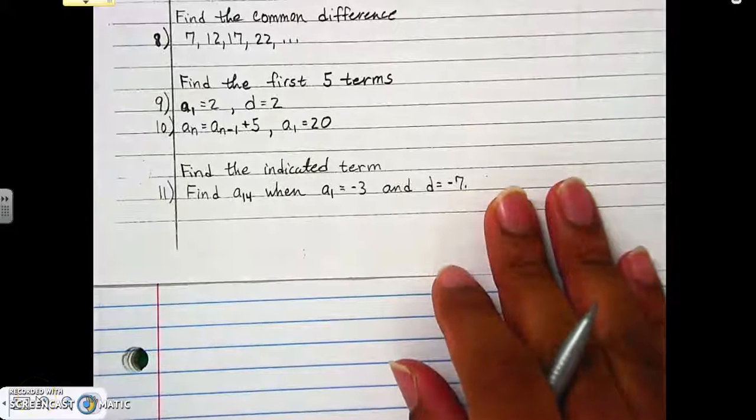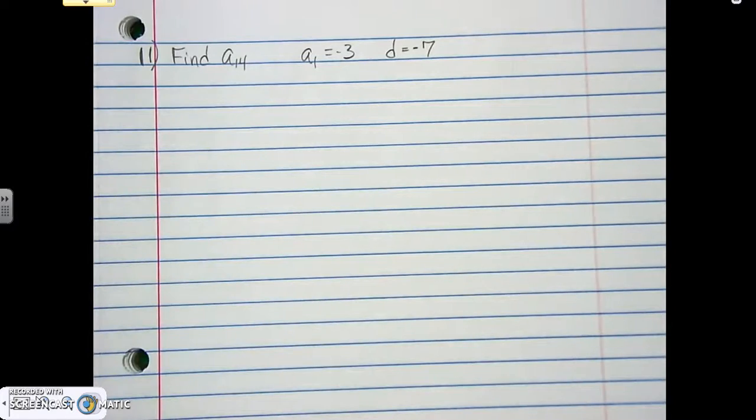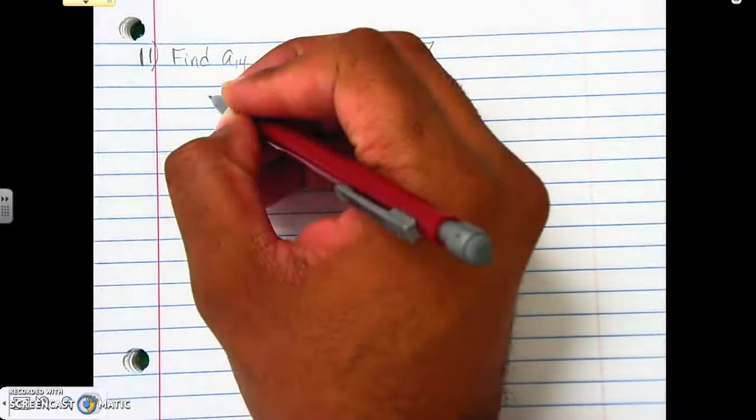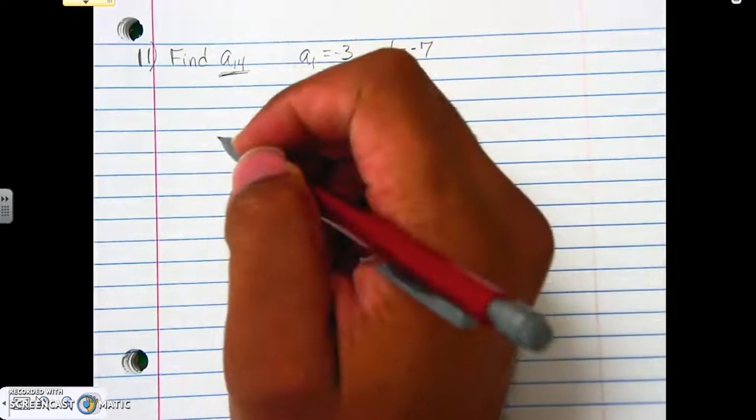Alright, so here's number 11, and it says find the indicated term. So we're going to find A14 when they gave you the first term and a common difference. We're going to use the formula that we talked about. This is the time that you start using the formula. This is when they say to find a specific term that's not 1, 2, or 3, or 5. When you try to find 14, that's when you need to go ahead and do the formula.